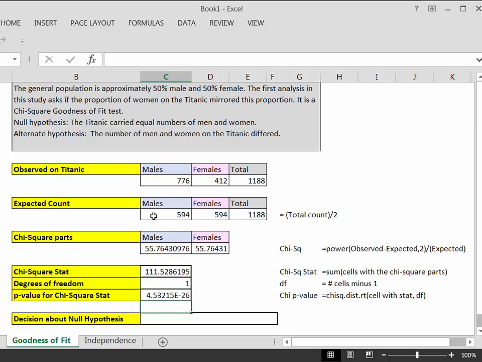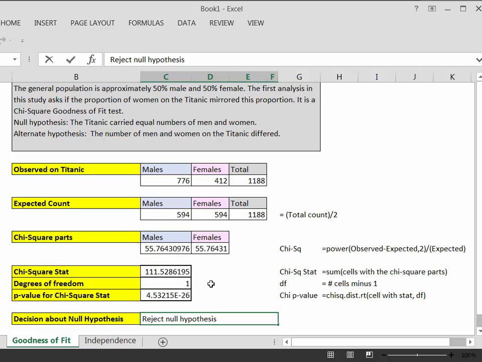In other words, the likelihood of getting 776 men and only 412 women on the Titanic, if women traveled equally to men at that point in time, is this incredibly small number. So my decision will be to reject the null hypothesis, because I got a result that is just completely inconsistent with it entirely. Now, this isn't surprising.